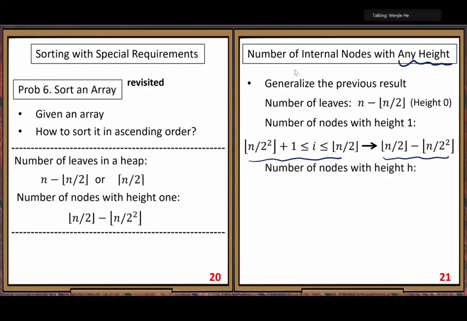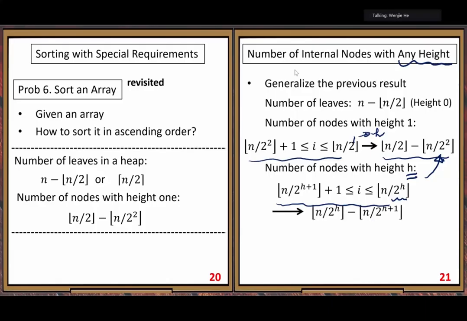So with arbitrary height, let's use this formula as the reference. The range this time, when we do division, is n over 2 to the h. In this version, 2 to the first, the height number is 1. Here we replace the special number 1; this time we use the general h. So the range is this. Then the counting number of nodes in this range is this many.